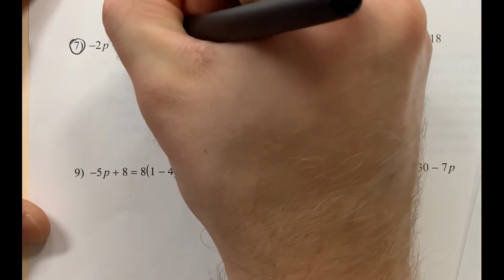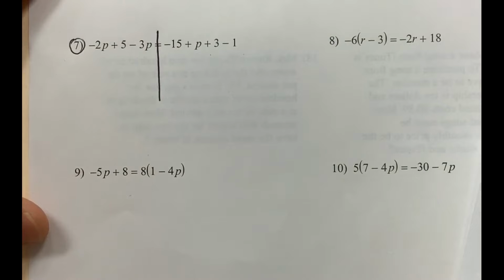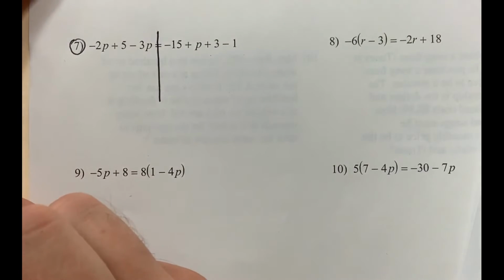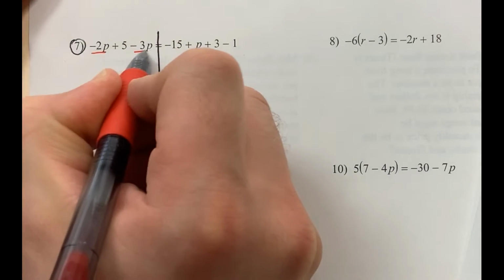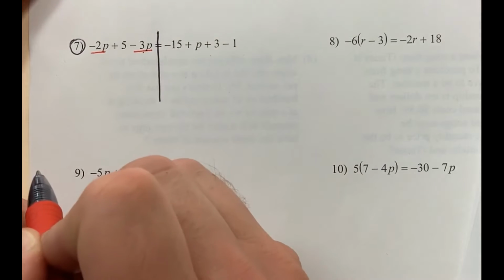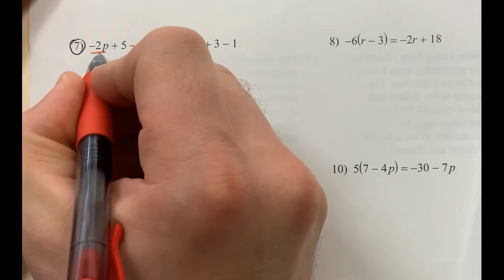So here is my equal sign. I'm gonna look at each side individually. On the left side, it looks like I have 3 terms here. 1, 2, 3. Out of these 3, these guys would be like terms. Why? These 2 have a variable. This 5 does not. So I'll be able to combine these.